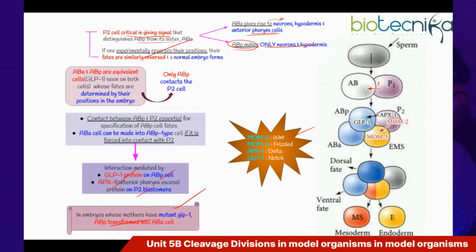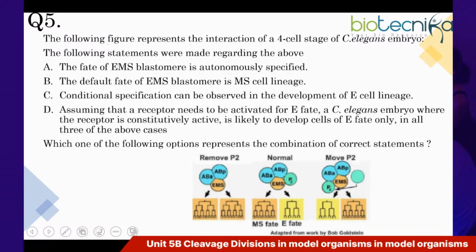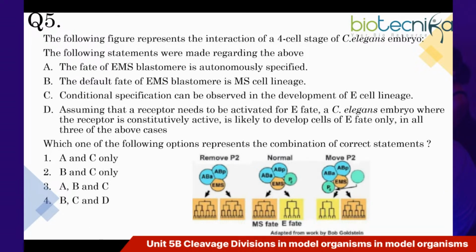MOM2 is the WNT homolog, MOM5 is the frizzled homolog. APX is a delta type of signal, and Notch is the receptor for that. GLP1 is the Notch type of signal. So now the next question. This is from the most recent exam. Let me see how many of you can solve it on your own. The following figure represents the interaction at the 4-cell stage of the C. elegans embryo. Look at the diagram and then say which of the following statements are correct. You have to pick the right combination of statements.